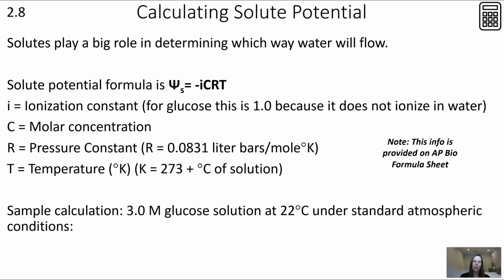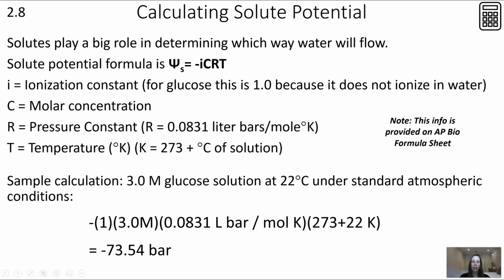All right, so let's do a sample calculation. What would be the solute potential of a 3 molar solution of glucose at 22 degrees Celsius under standard atmospheric conditions? And standard atmospheric conditions just means that we're allowed to use that pressure constant that's provided, which will always be true in this class. All right, so give this a try.